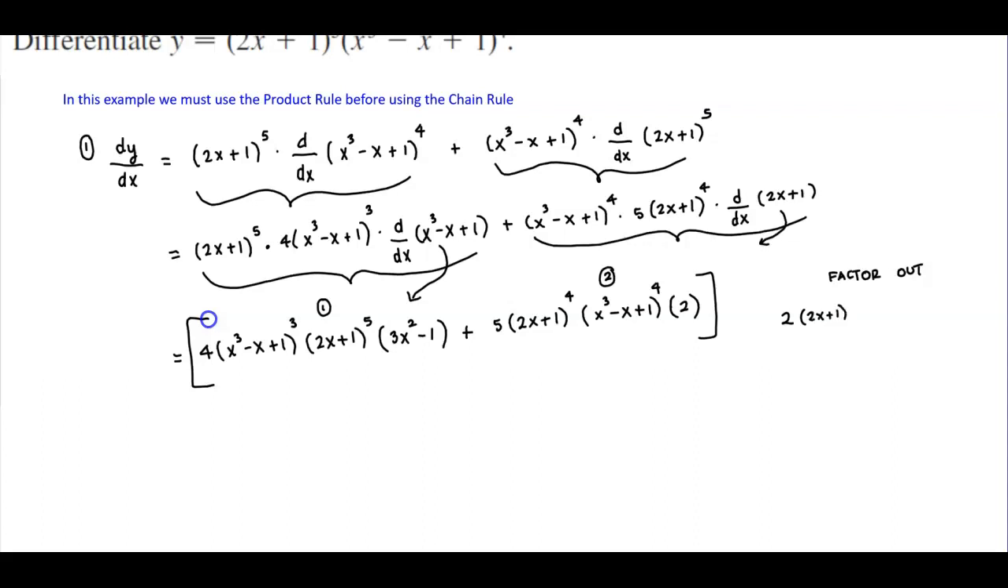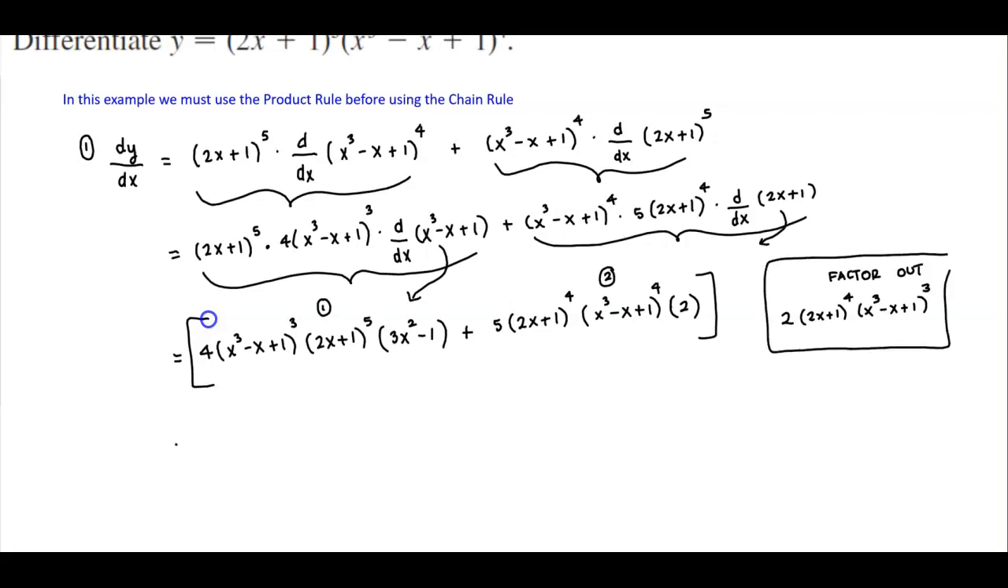But how many do they both have? They have 5 in the first term and 4 in the second term, so that means we can factor out 4 of them. Then they also have the x cubed - x + 1 in common. On the left, we have it to the 3rd power. On the right, we have it to the 4th power. So to the 3rd power is what they have in common, and we can factor this out.